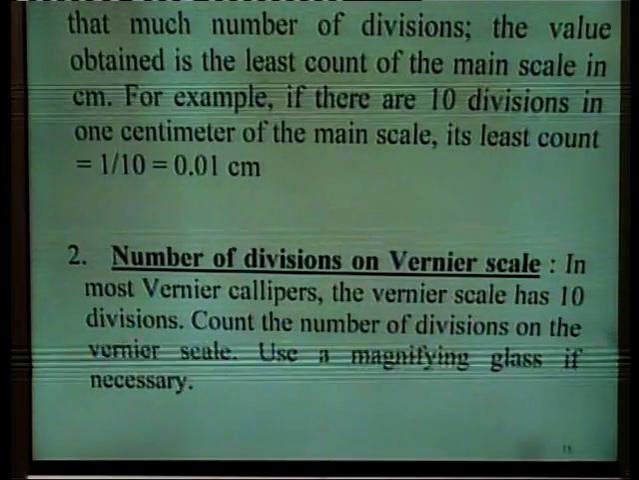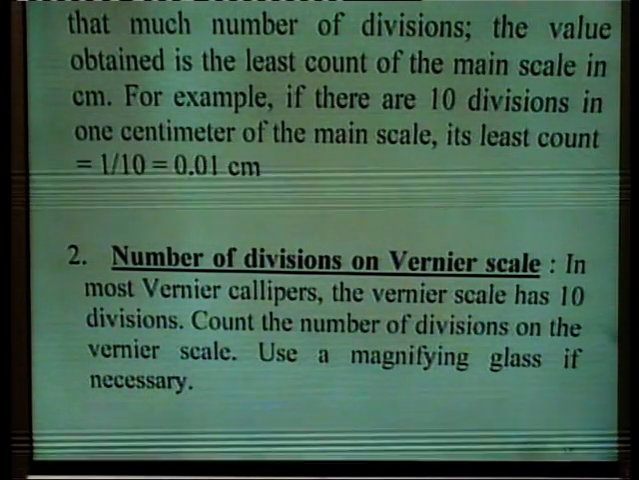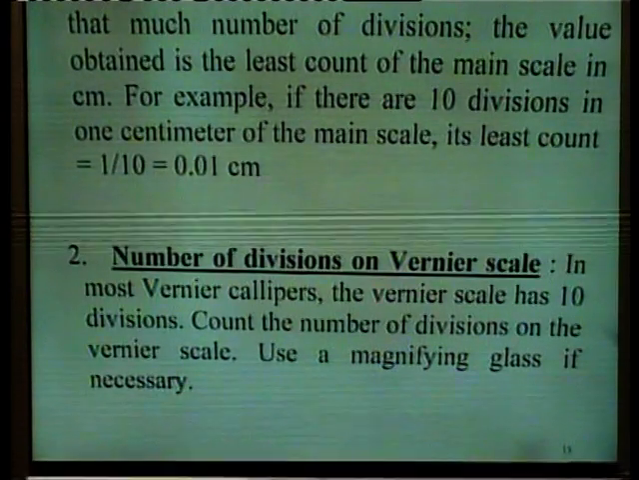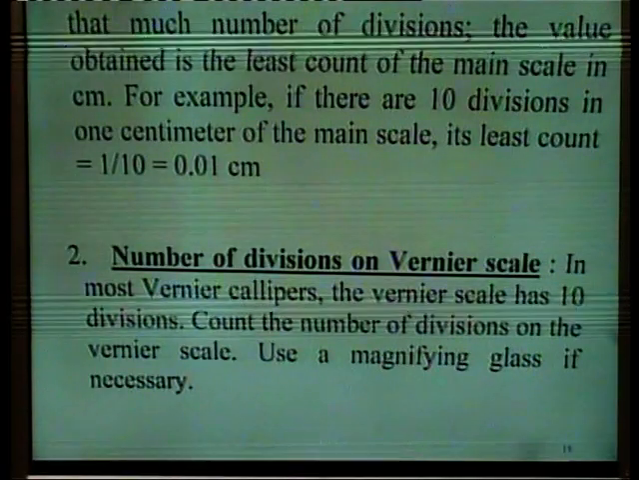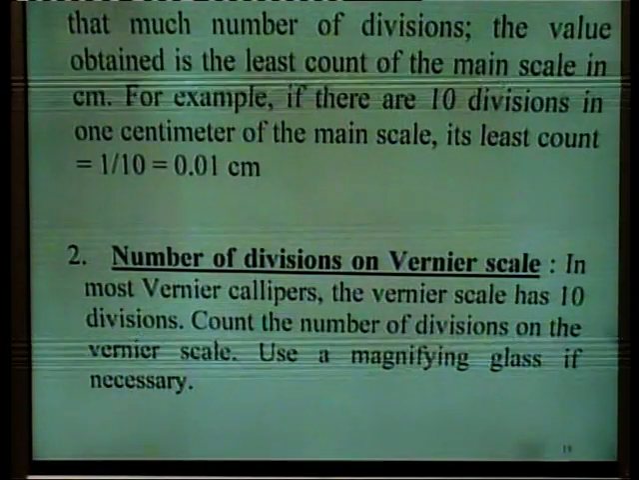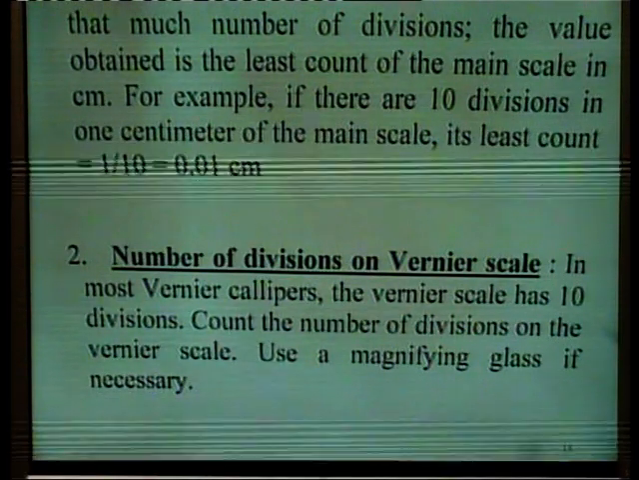Second is the number of divisions on the vernier scale. The vernier scale is the movable scale in this vernier caliper. In most vernier calipers, the vernier scale has 10 divisions. Count the number of divisions on the vernier scale. Use a magnifying glass if necessary.